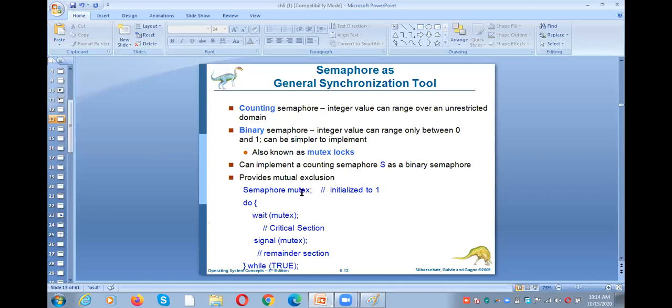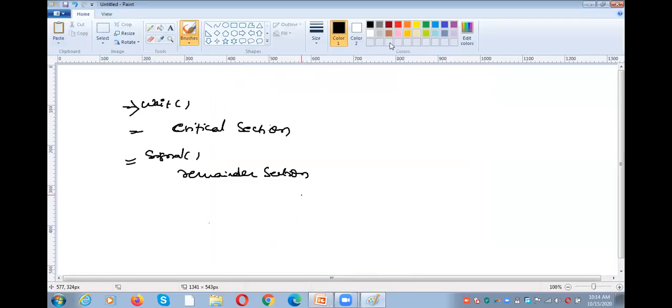So here we are having a variable called the mutex variable. So what is mutex? Same thing. In the earlier example, we represented the semaphore with the symbol S. Here there is only one more variable called mutex. Mutex means this is a semaphore variable. So what is the value of mutex? Initially the mutex value is 1, like the semaphore value.